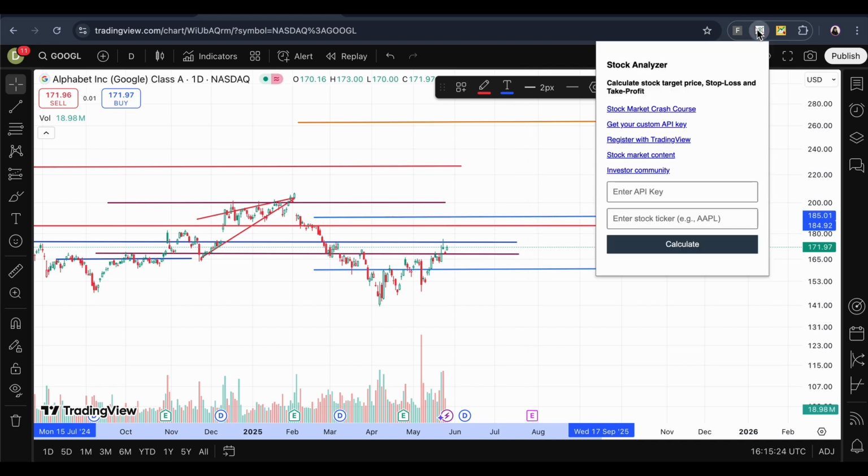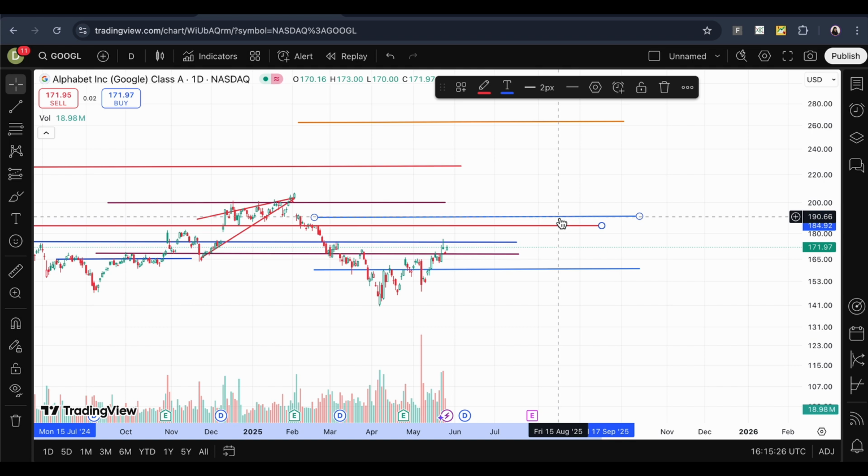This level was suggested by the stock analyzer Chrome extension. And as soon as you go to this level, you can sell this stock on the shorter term, but again on the longer term, if you like the share, because fundamentally it looks very strong, you can wait and sell at the 264. By the way, fundamentally, this stock is very strong.